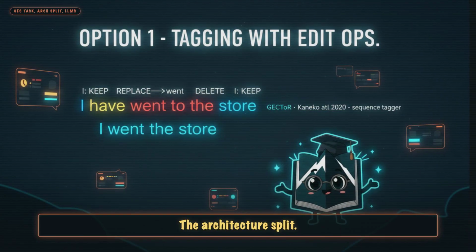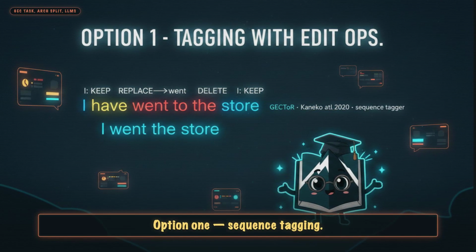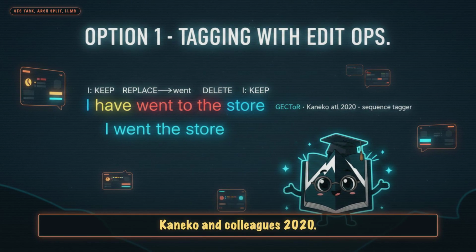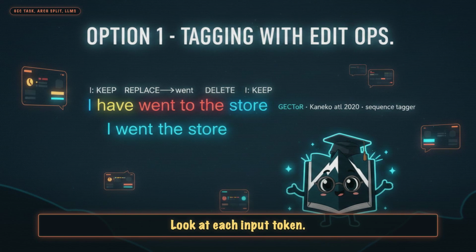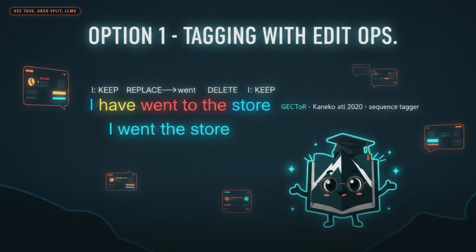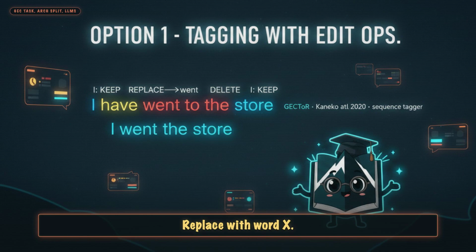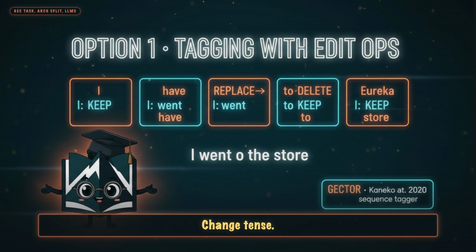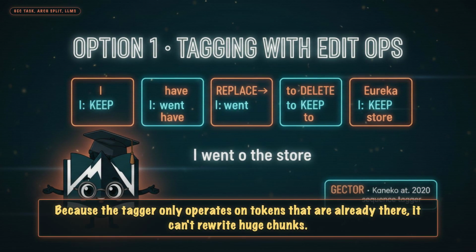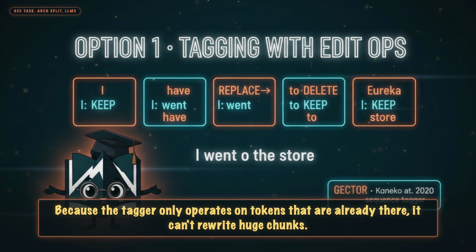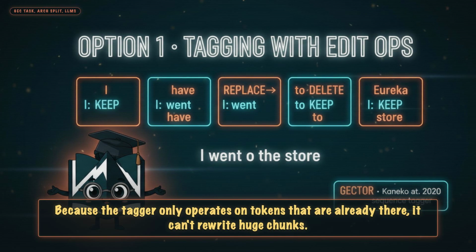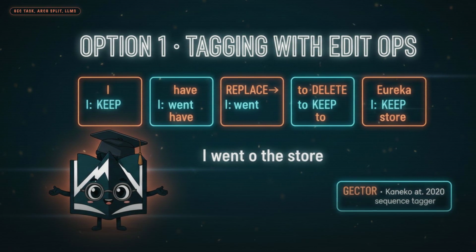Beat 2. The architecture split. Option 1, sequence tagging. GECToR is the classic paper here. Omelianchuk and colleagues 2020. Look at each input token. Predict an edit label. Keep, delete. Replace with word X. Insert word Y before this token. Change to plural. Change tense. Apply the edits. Because the tagger only operates on tokens that are already there, it can't rewrite huge chunks. It's fast. And it's transparent.